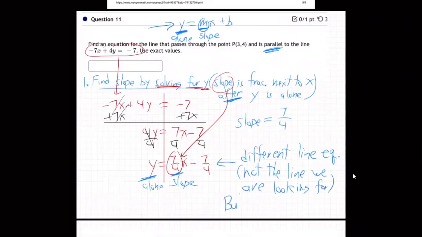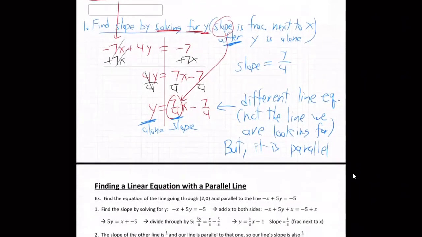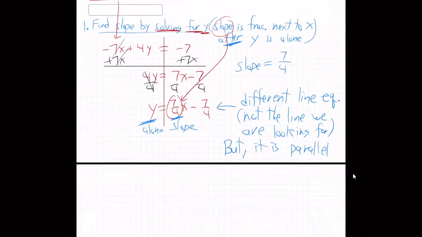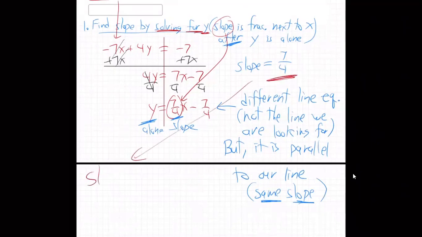But it is parallel. It is parallel. Yeah, page here. It is parallel to our line. So that means same slope, right? Parallel lines have the same slope. You aware of that? So it is our slope. So coming down here, the slope for our line is the same as the slope for that other line.